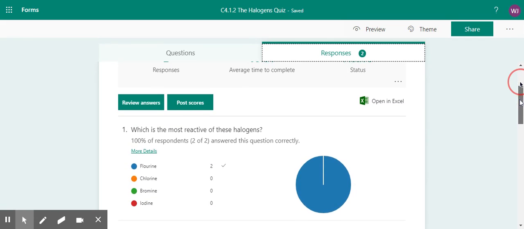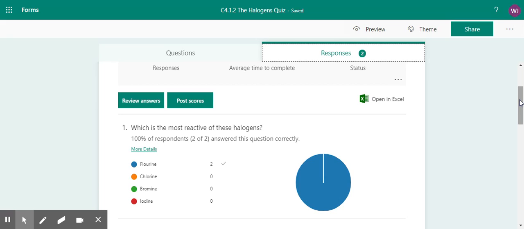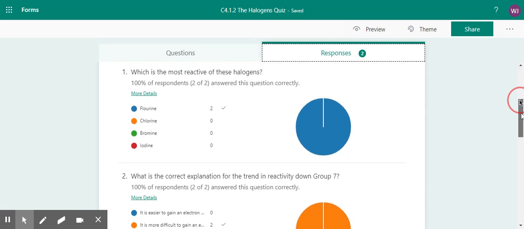Right, so question 1 was, which is the most reactive of these halogens? And both of you managed to get this correct. Fluorine is the most reactive of the halogens. So remember, the halogens are group 7, and they get less reactive as you go down the group, unlike the alkali metals, which show the opposite trend. So this links with question 2.